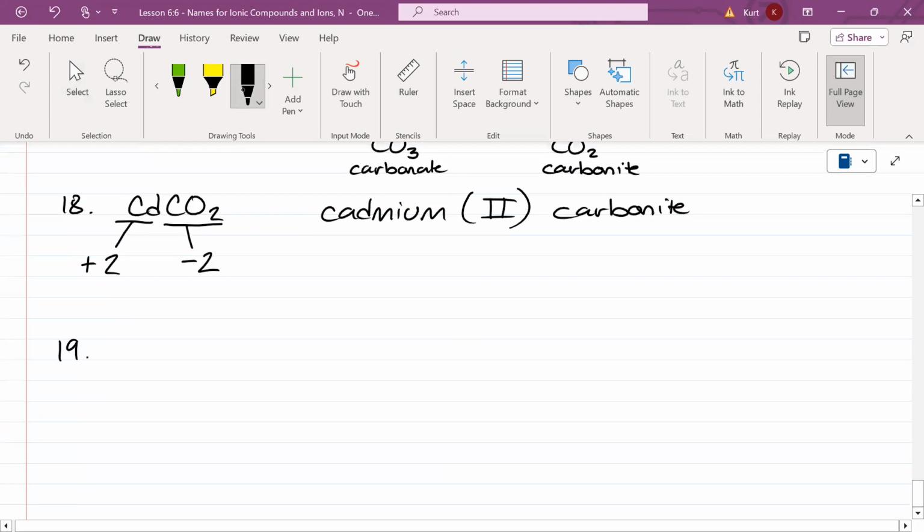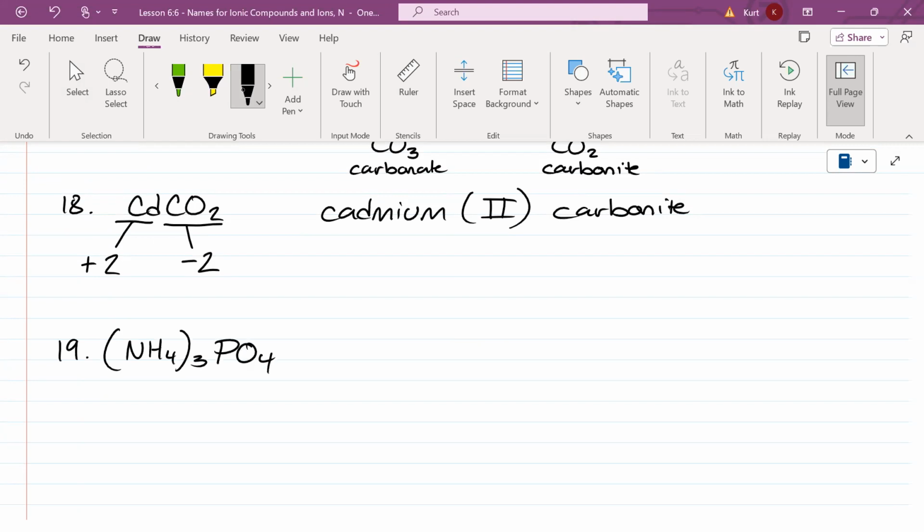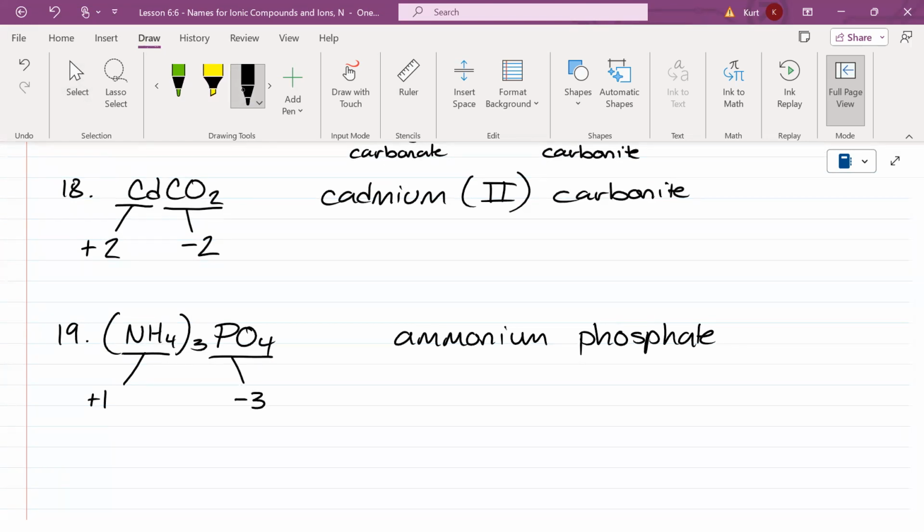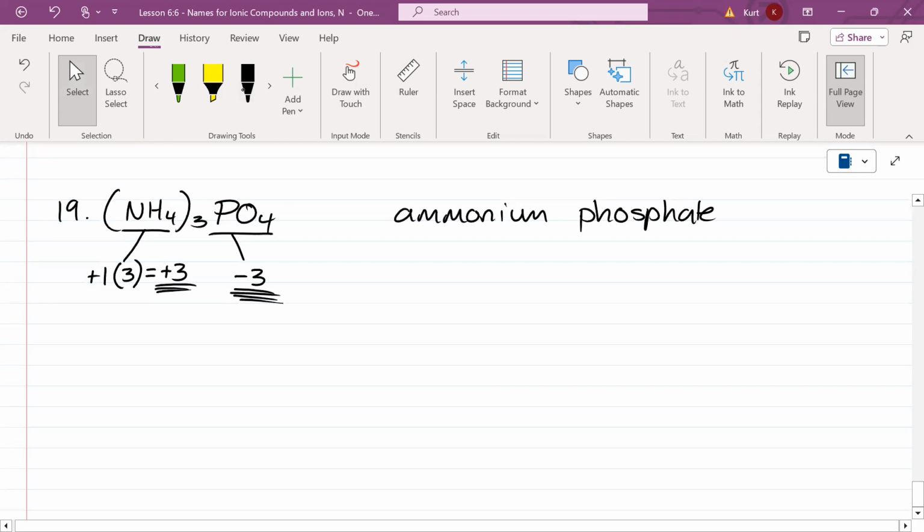Number 19 is going to be 2 polyatomic ions, (NH4)3PO4. Both of these you must memorize. The name is pretty straightforward. Ammonium phosphate. You have to know both of those. Now I just want to show you why they are in a 3-to-1 ratio. Ammonium has a +1 charge. Phosphate has a -3 charge. Those by themselves do not equal out. They do not equal 0. And so you need to have 3 ammoniums. +1 times 3 is going to be +3. That will balance out the phosphate's -3. And then you're going to have that 3-to-1 ratio.